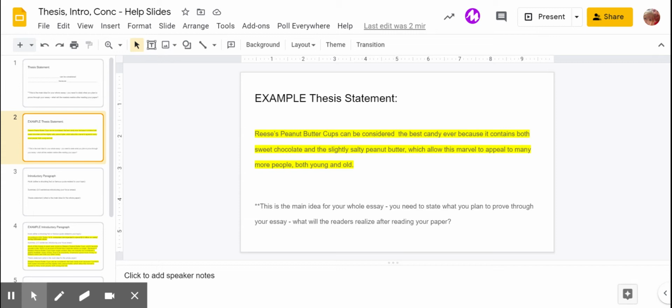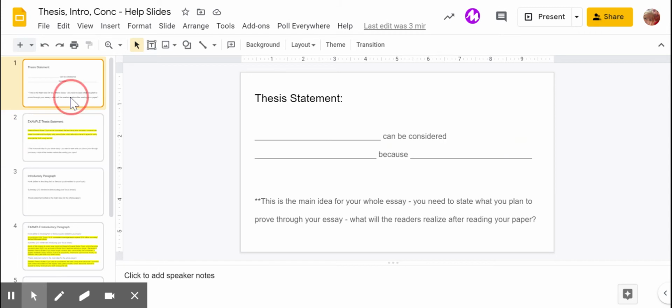So what I'm doing is I'm making my statement and then I'm going to prove why. It contains both sweet chocolate and the slightly salty peanut butter, which allows this marvel to appeal to many more people, both young and old. All right. So there's my thesis statement if I'm going to write a research paper about Reese's peanut butter cups being the best candy ever. All right. So that's an example. And then you need to go ahead on this slide and do your own thesis statement. And I will be checking those before we start writing our paper.